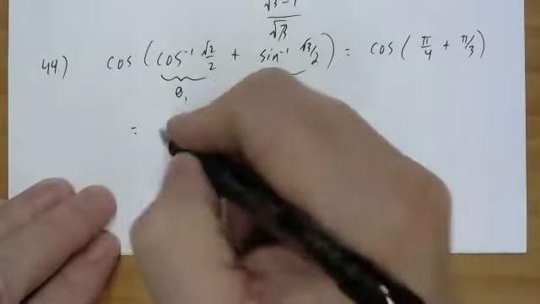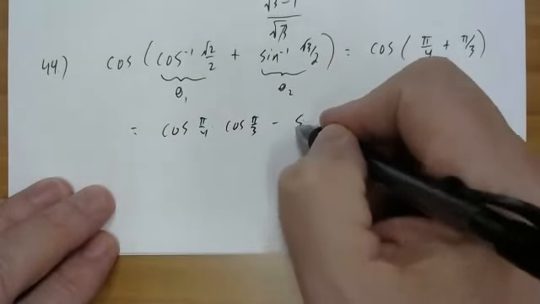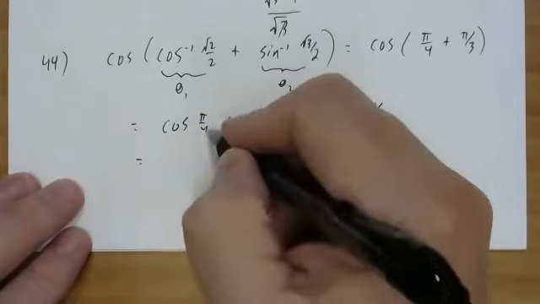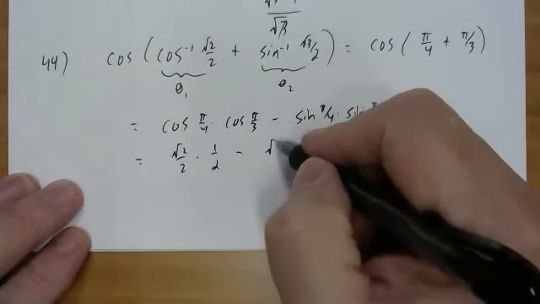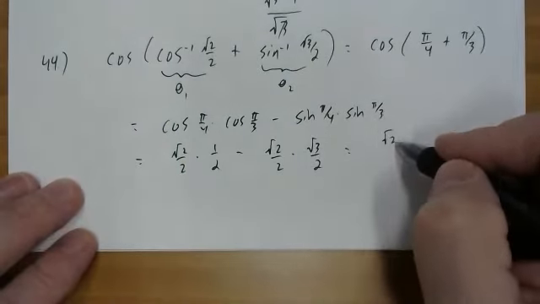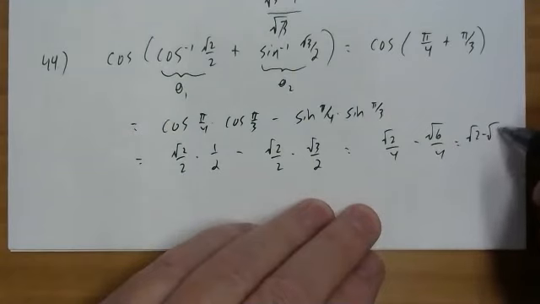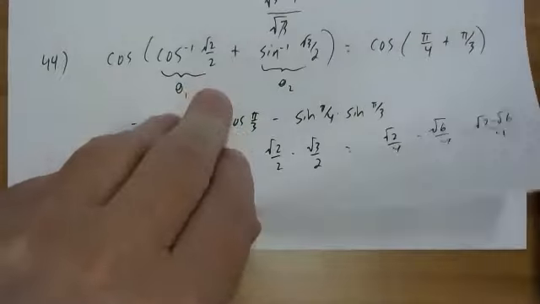So cosine cosine minus sine sine. Square root of 2 over 2 times 1/2 minus square root of 2 over 2 times square root of 3 over 2. Square root of 2 over 4 minus square root of 6 over 4, so square root of 2 minus square root of 6 over 4. And that is correct. All right, not too bad.